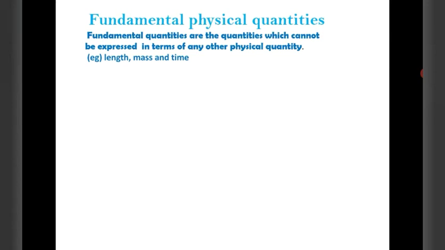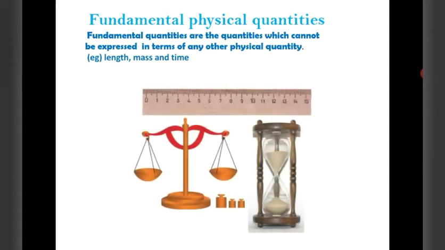Fundamental physical quantities. Fundamental quantities are the quantities which cannot be expressed in terms of any other physical quantities. Example: length, mass and time. Length is represented by the capital letter L, mass is represented by the capital letter M, and time is represented by the letter S.